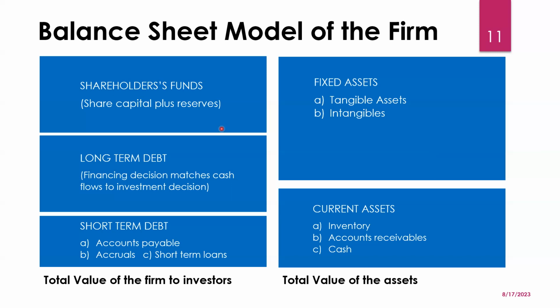We call the funds that are kept in the business, or the profits that are kept in the business, reserves. So the shareholders' funds include two types: the share capital plus the reserves.